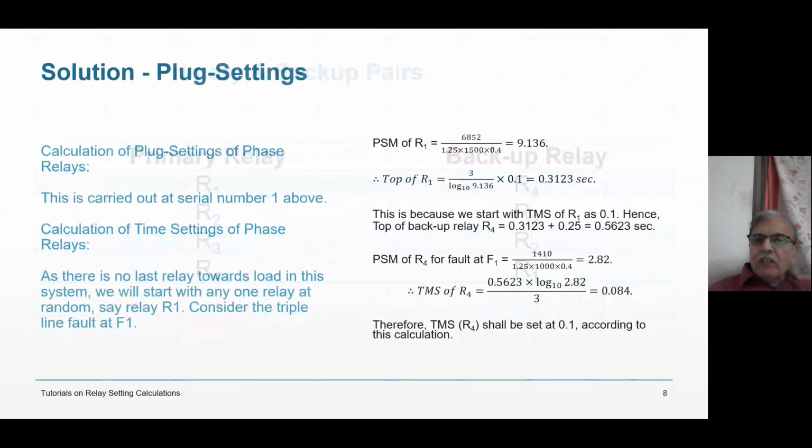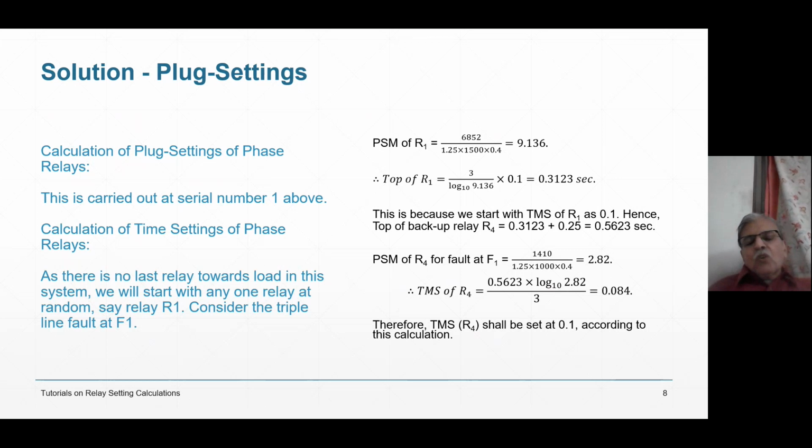So for 6852, PSM of R1 is 6852 upon 1.25 into 1500 CT ratio, times 0.4, because the relays are voltage controlled over current relays. I will have to use voltage controlled over current relays because it is a must. Otherwise my PSM here, well, for R1 it's okay, but for R2, R3, R4, PSM may be less than 1 or very near to 1. So relays will not at all operate.